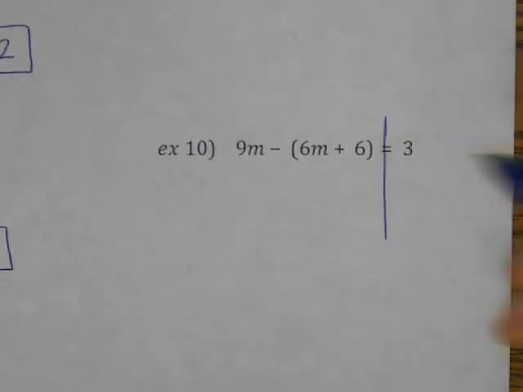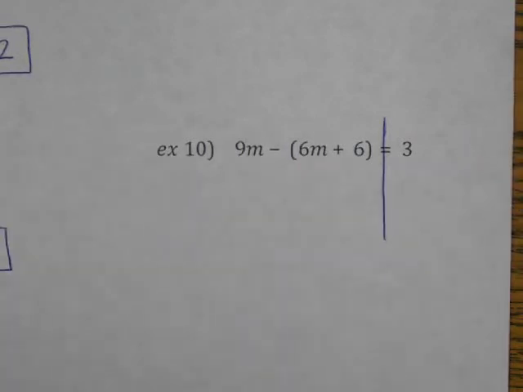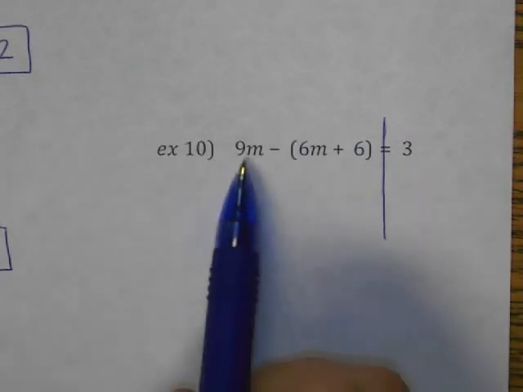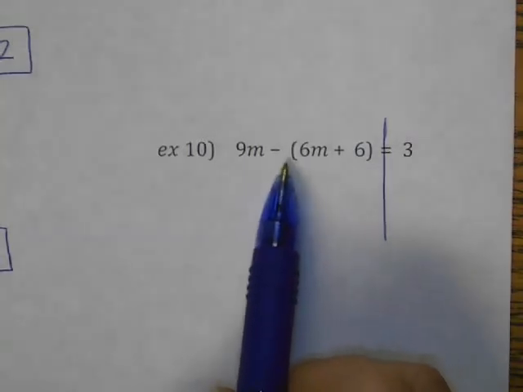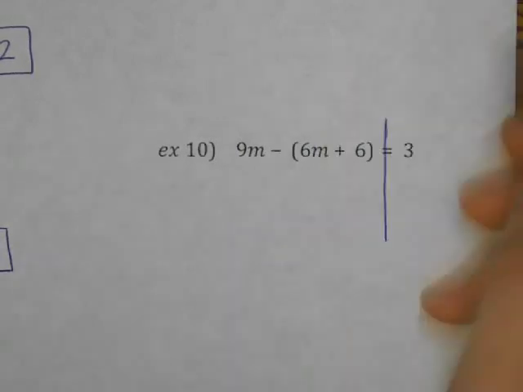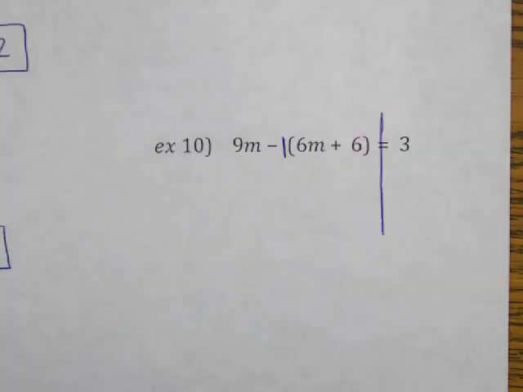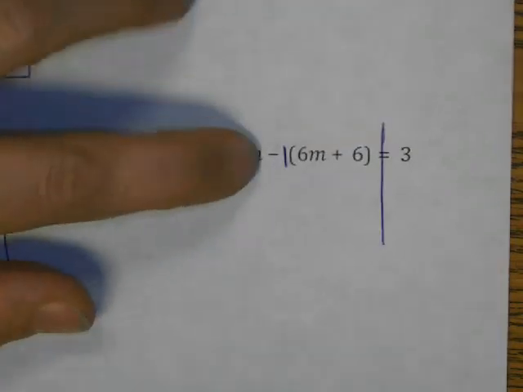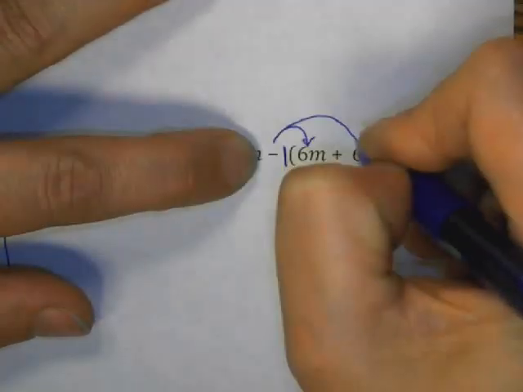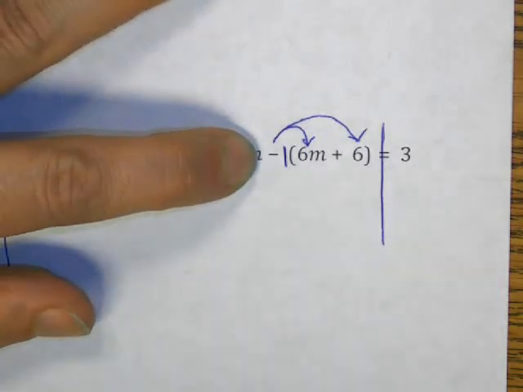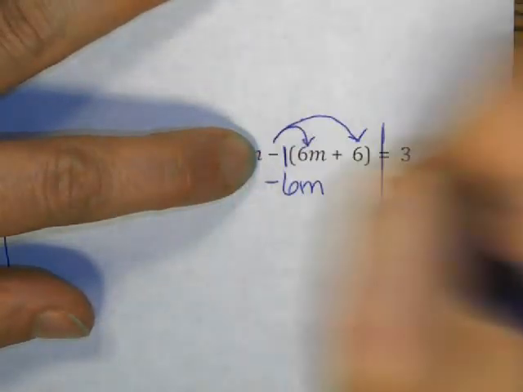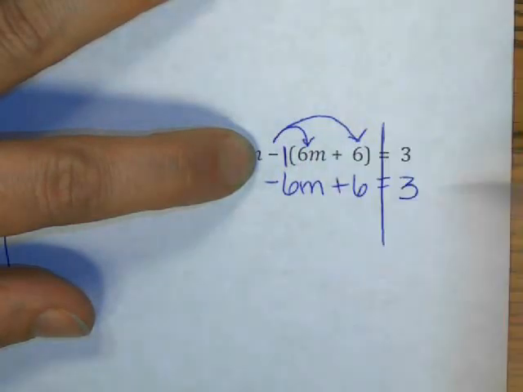Example 10 says 9m minus (6m plus 6) equals 3. Since there are parentheses, I have to take care of that first. Before I can do anything, I need to know what is before the parentheses. Is the 9m touching the parentheses, or is there something else touching the parentheses? Because there is a subtraction sign right here, there is an imaginary 1 hiding before the parentheses. So I'm going to cover up the 9m, and I'm going to distribute that negative 1 to each term.